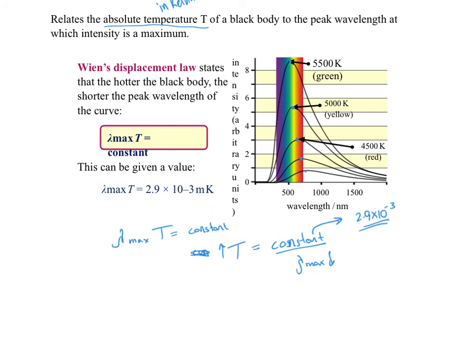when it comes to comparing two different stars, for example, they both will have the same constant. So you probably end up with an equation: lambda max 1 times temperature 1 is equal to lambda max 2 times temperature 2, since they are equal to the same constant. Here I'll mention once again that the temperature should be measured in Kelvin, and the wavelength in meters. So the unit is meter Kelvin.